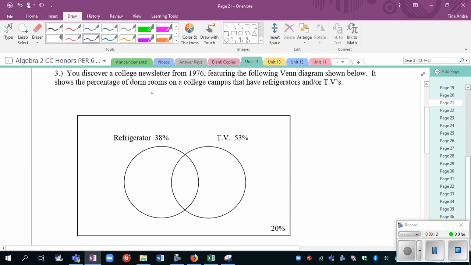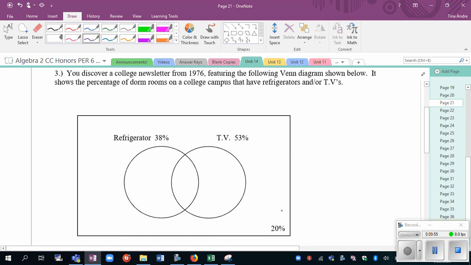You discover a college newsletter from 1976 featuring the following Venn diagram shown below. It shows the percentage of dorm rooms on a college campus that have refrigerators and/or TVs. So we have 38%, or you can think of that as 0.38, for refrigerators, and for TVs, 53% of people had a TV, or 0.53. When we say the probability of refrigerators versus TVs, we're talking about all of the people having refrigerators, so they could also have a TV. And 53% of people have TVs, and some of those could also have a refrigerator. So that's what those numbers represent.